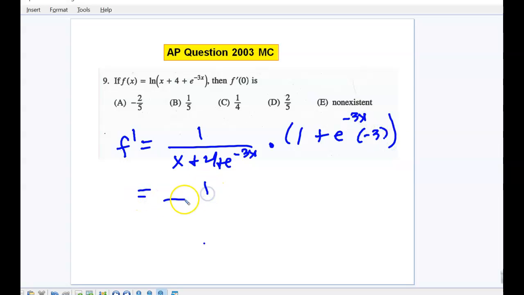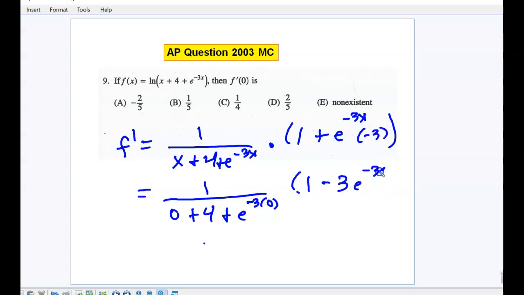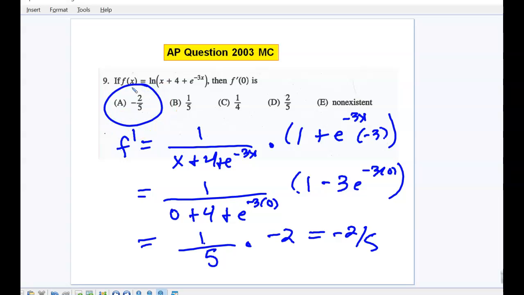So now if I plug a 0 in, I get 1 over 0 plus 4 plus e to the negative 3 times 0, times 1 minus 3e to the negative 3 times 0. So this ends up being 1 over 4, and this becomes 1 because e to the 0 is 1. So this is 1/5 times 1 minus 3, which is negative 2. So my answer works out to be negative 2/5.